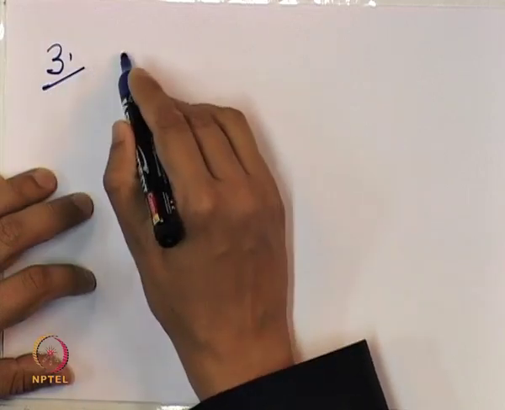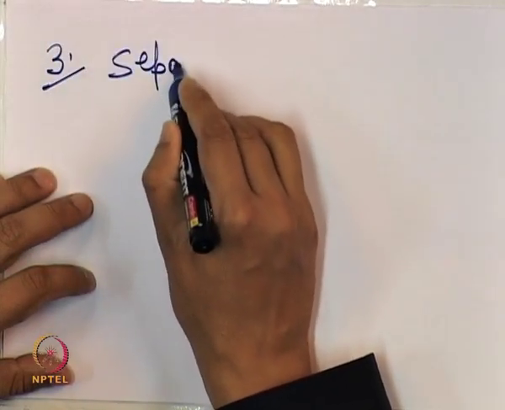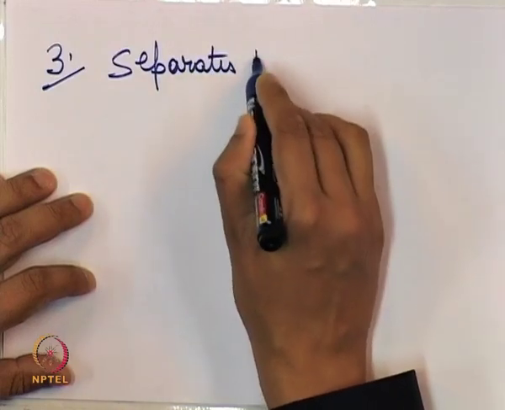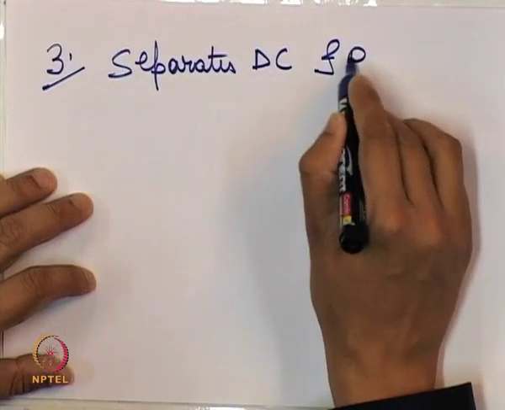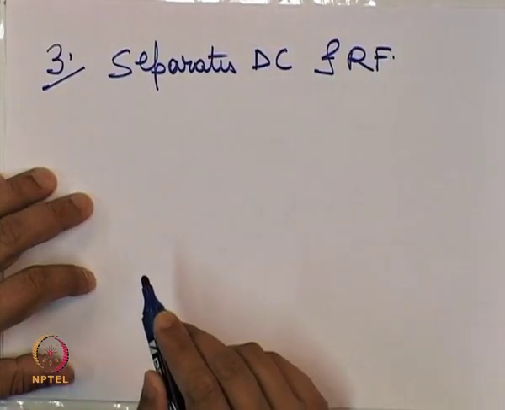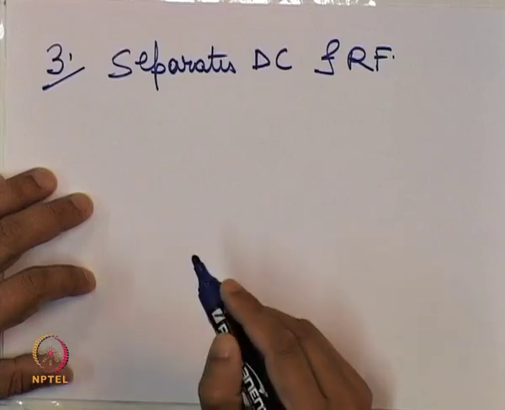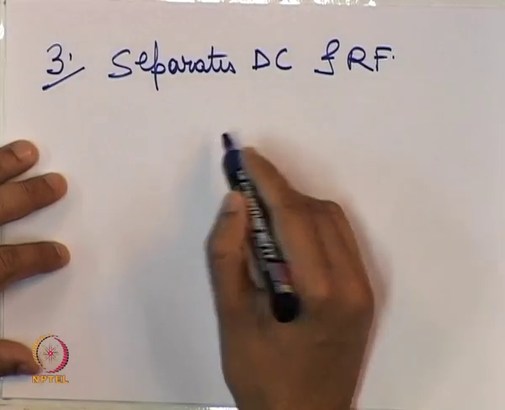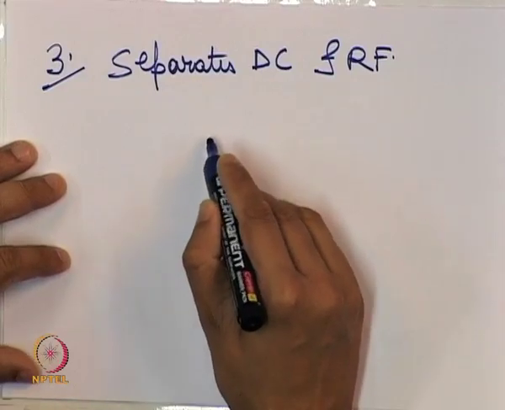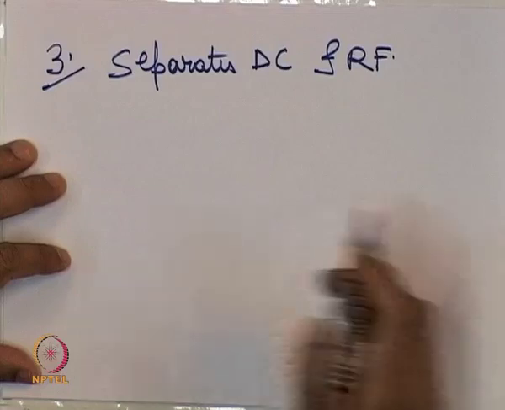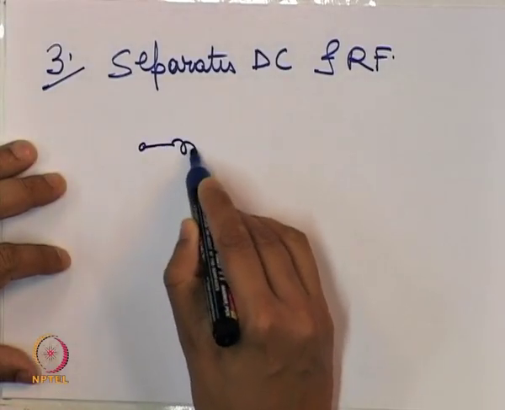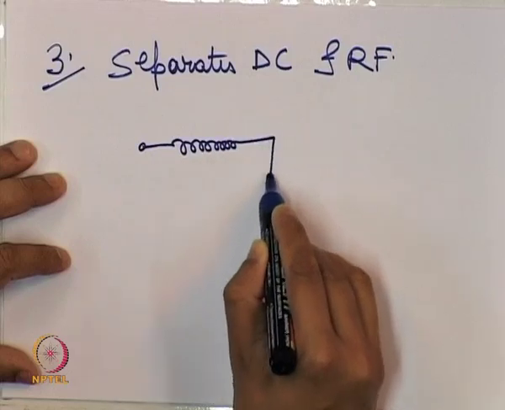Then there is yet another purpose of the bias network. We do not want mixing between RF and DC signals. So, the third application of the DC bias network is that it separates DC and RF. DC and RF separation means that, ideally, the bias network that you should use should be something like this.